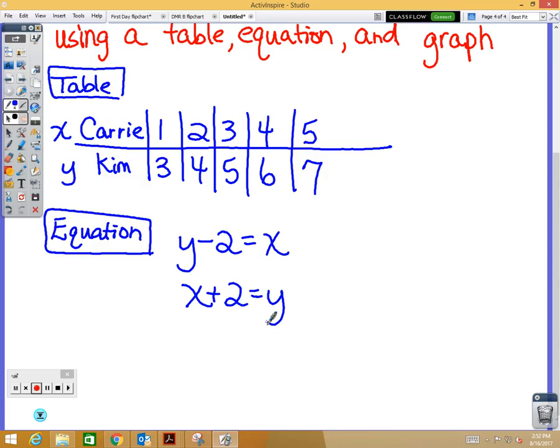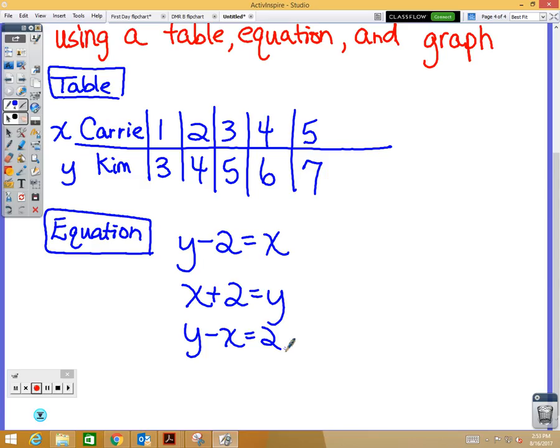Again, we can double check to see, does our equation make sense by just substituting 2 of the values in to our equation. Carrie is 1 and Kim is 3. 3 minus 2 equals 1? Yes. 1 plus 2 equals 3? Yes. So you can check your equation by using your table. Emily. You could say y minus x equals 2. Just so you know, I usually make my x kind of fancy looking like that so it doesn't look like a multiplication sign. That's why I have it like that. You don't have to do it like that.